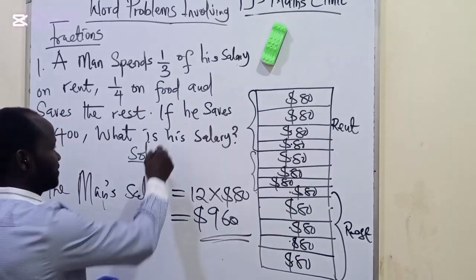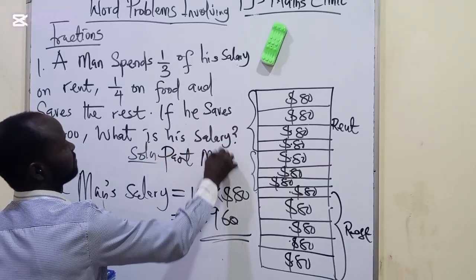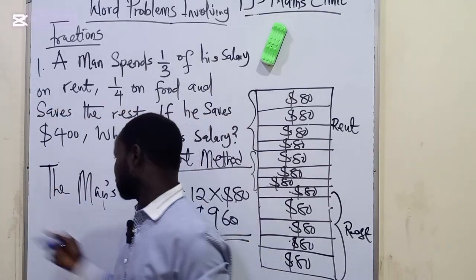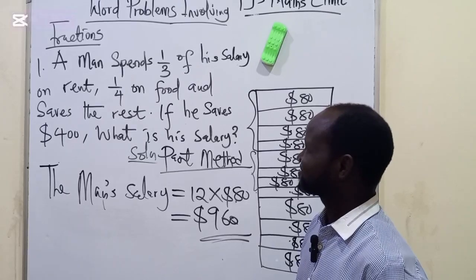As I say, this is what we call part method of solving fraction. We can use the normal method and we still arrive at this answer. So this is said to be the solution to this question.